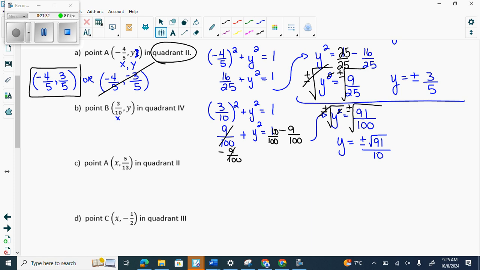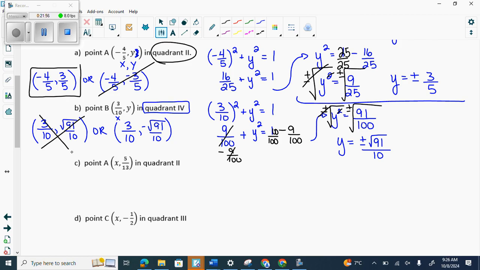All right. So my two possible coordinates could be (3/10, root 91/10) or (3/10, negative root 91/10). I need quadrant 4. Quadrant 4 is in the bottom right, so I need a positive x and a negative y, which means it's this one. We agree?